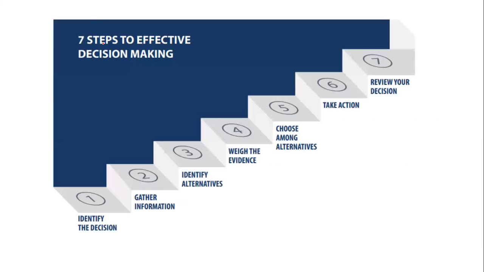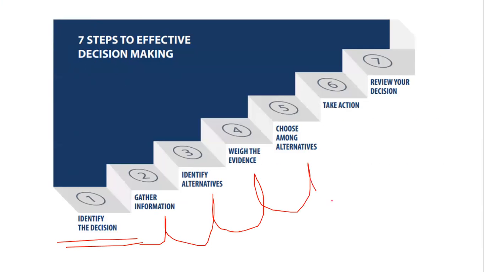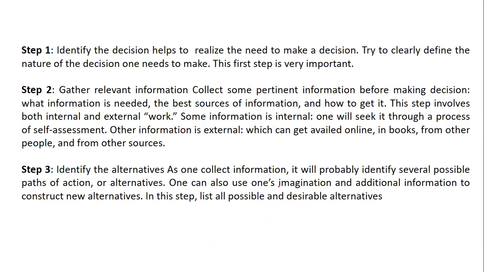We have 7 effective steps involved in decision making. It starts with identifying the decision, then gathering the information, then identifying various alternatives, weighing the evidence, choosing the most appropriate alternative, based on that taking the action, and then reviewing the decision. So let's see how these steps go one by one.